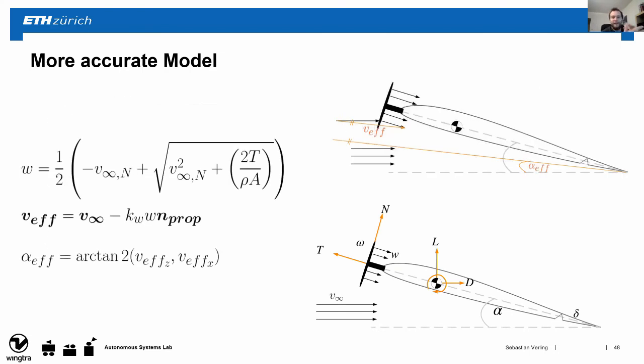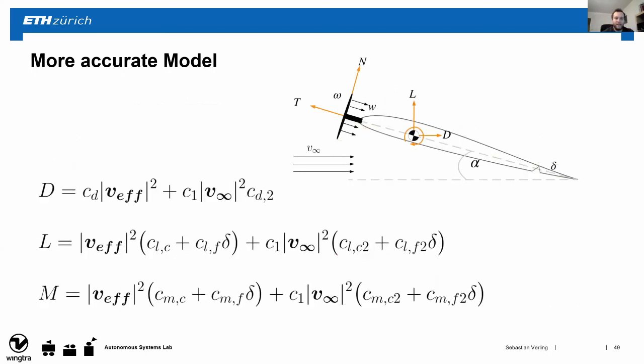In this slide here, you can then see summarized how we mix the influence of the external inflow with the slipstream of the propeller, as this will then result in a new effective inflow speed as seen from the airfoil and a new effective angle of attack as seen from the airfoil. Now, when using this, we then have the new drag, lift, and moment formulas, as you can see here.